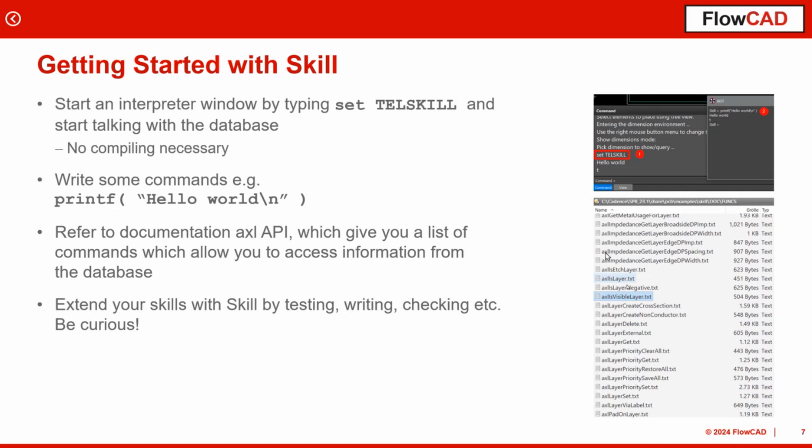So I usually refer to this folder here, and I do a simple filter. For example, if I want to check what kind of APIs are available to check if a layer is visible or not, I simply search for layer, and then you get a couple of APIs. Even if you look at the name of such an API, axlIsVisibleLayer, I think it's quite obvious what this SKILL procedure does. Yeah, it simply checks whether a layer is visible or not, right?